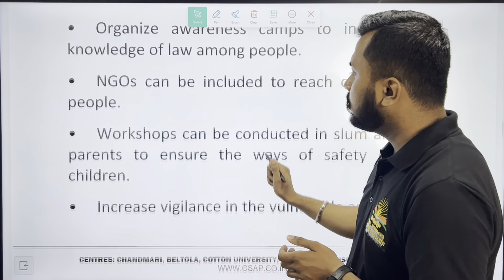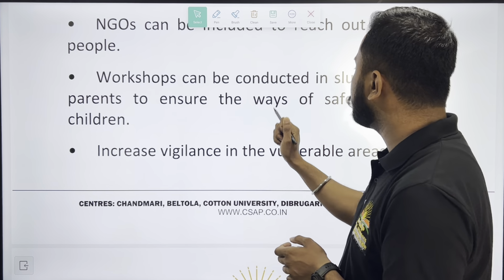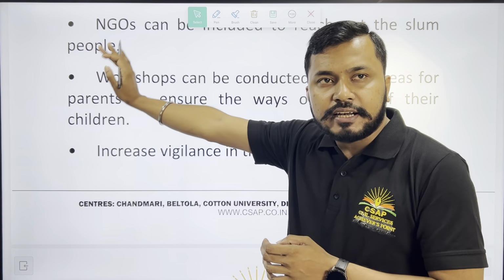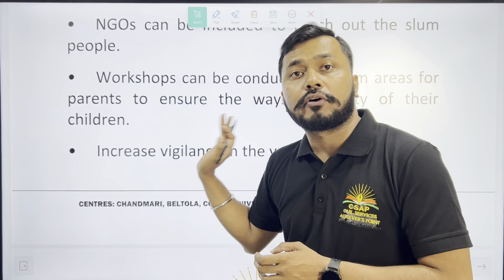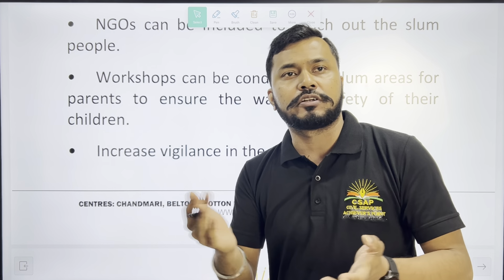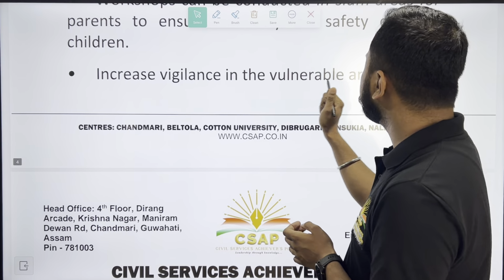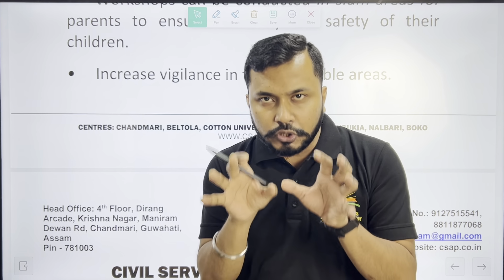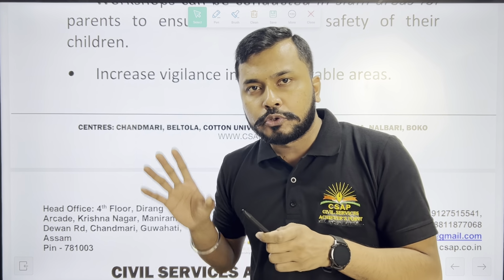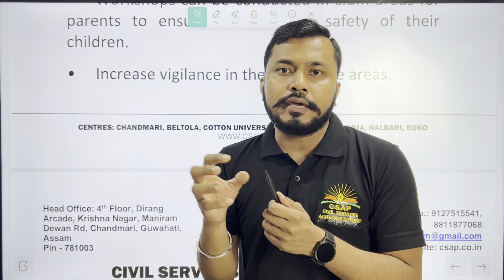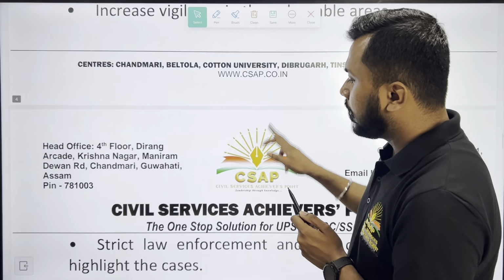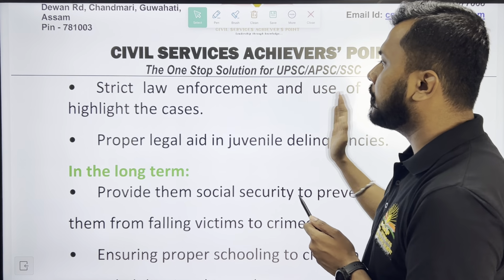এইটো আমাক লাগিব. তাৰপিছত workshops can be conducted in slum areas for parents to ensure the ways of safety of their children. Workshops conduct কৰিব লাগিব, so that যিখিনি parental guidance তেখেতসকলে পোৱা নাই, সেই parental guidance খিনি তেখেতসকলে পাই যায়, and they would directly ultimately turn out to be whom? Some of the better individuals of this country, the future of this country. Okay, তাৰপিছত increase vigilance in the vulnerable areas. যিখিনি vulnerable areas জানো আমি, য'ত crime হয়, য'ত এনেকুৱা ধৰণৰ slums আছে, সেইবিলাকত অলপ vigilance কৰিব লাগিব. আৰু vigilance is not that only through physical vigilance. আমি drone zones দি পেলাই বা আমি various number of artificial intelligence দি পেলাই we can directly go and vigil those areas. Okay, তাৰপিছত কি আহিলে, strict law enforcement and use of media to highlight the cases.